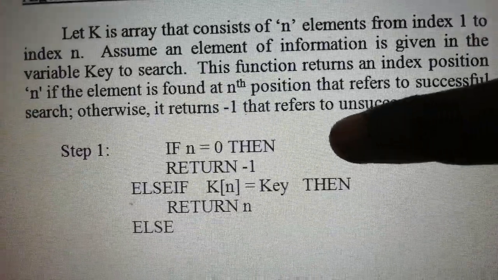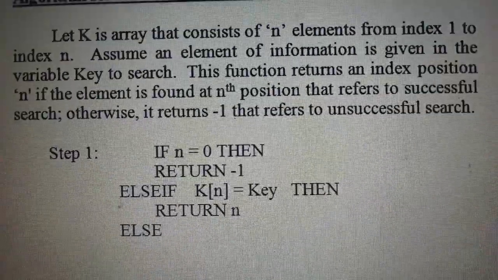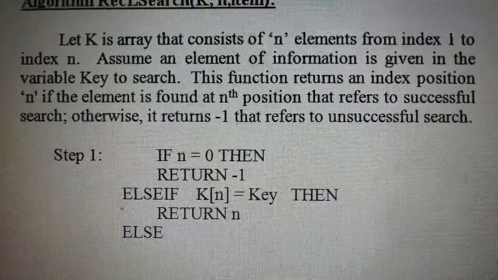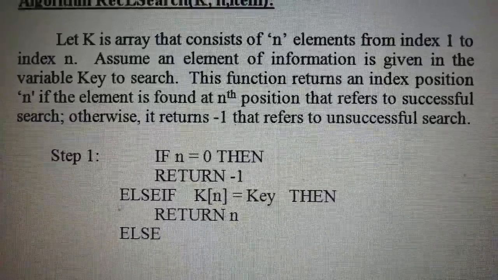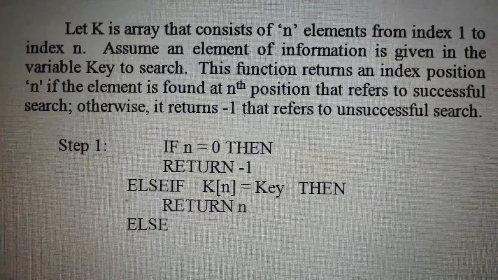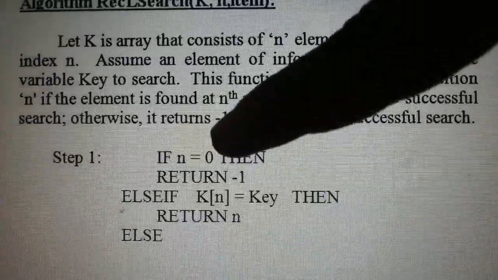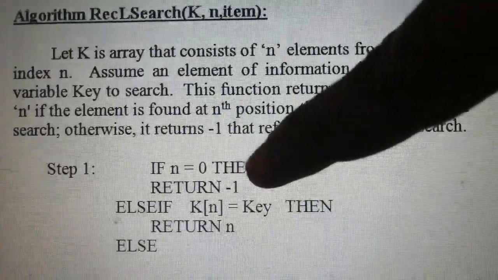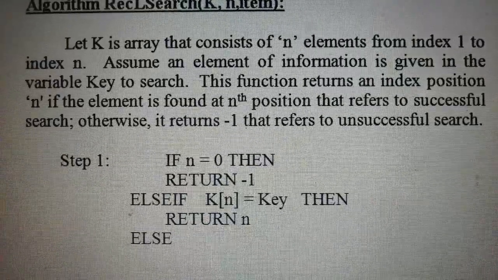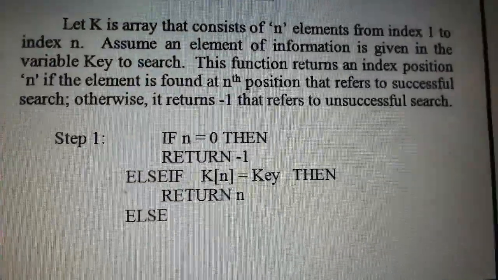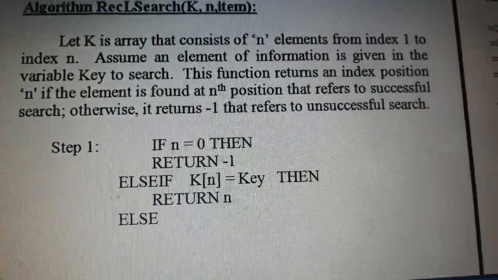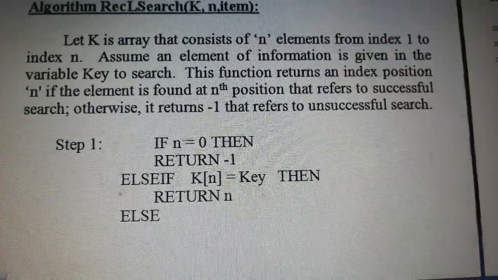See here, if n equals 0, then return -1. Here n is the index we have been considering, and n is nothing but the size of the array. If n equals 0, then return -1. Else, initially n won't be 0, so we move on.